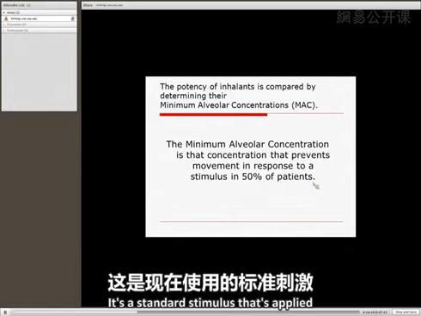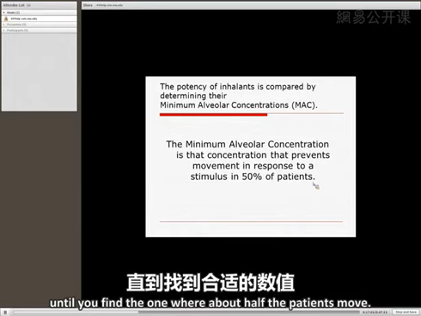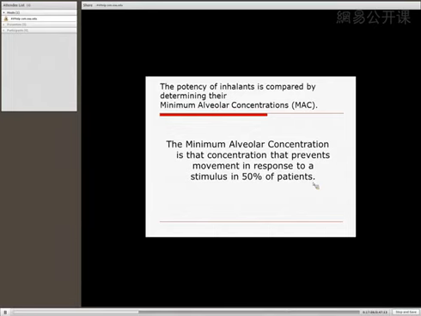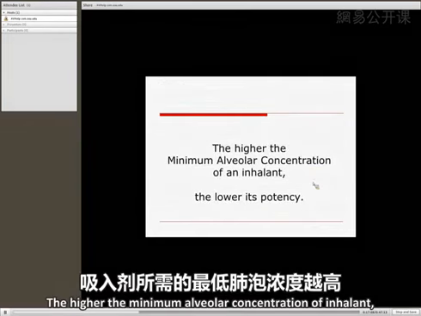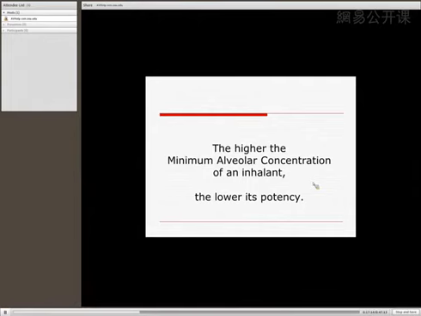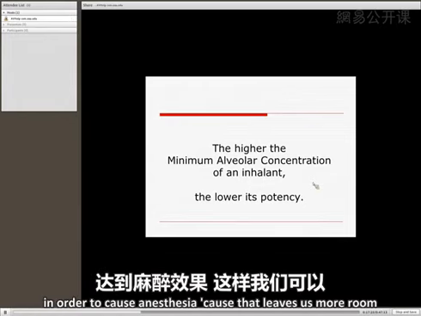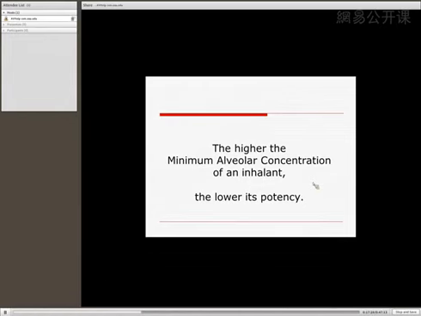It's a standard stimulus that's applied, and so you essentially bracket different alveolar tensions until you find the one where about half the patients move. The higher the minimum alveolar concentration of inhalant, the more you have to have in the alveoli, the lower its potency. We like to have a minimum amount of the inhalant in the alveoli in order to cause anesthesia, because that leaves us more room for oxygen and other gas.